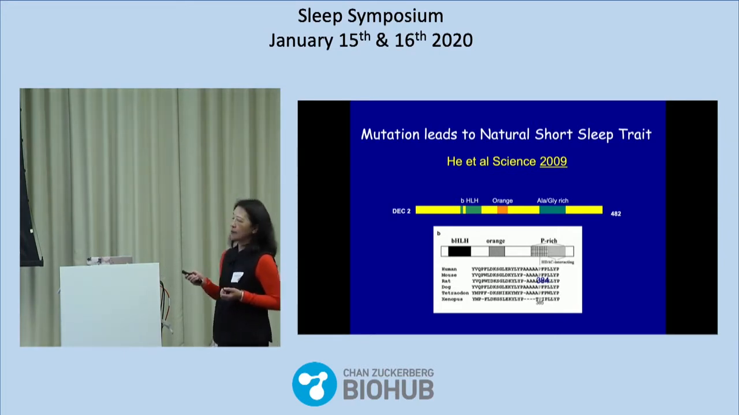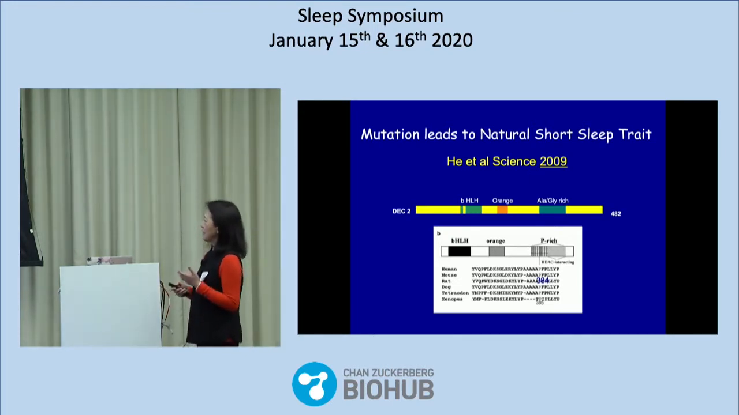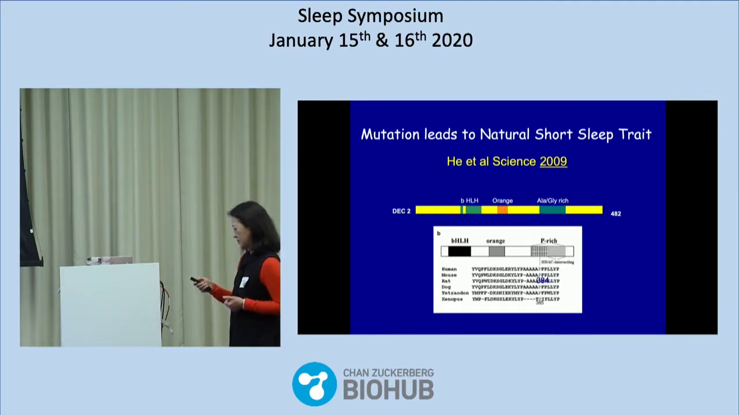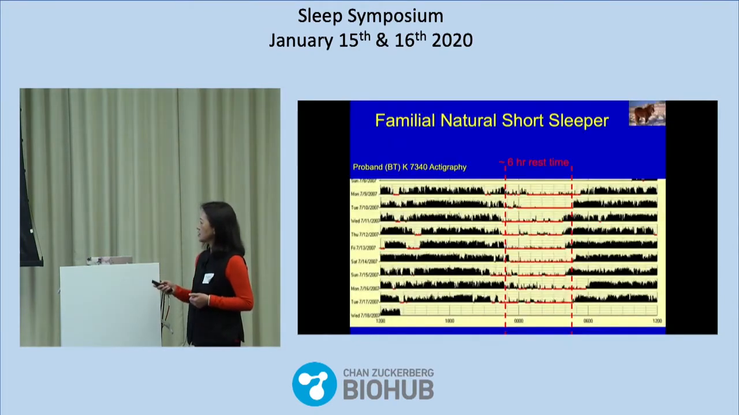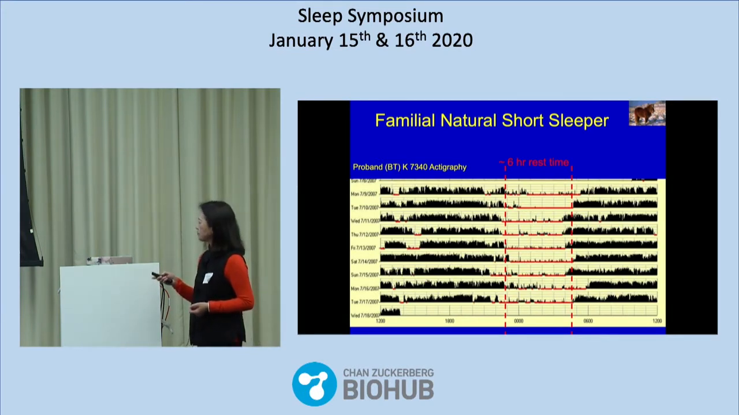Of course, at that time, we had no idea; this was only in this family, extremely rare, or maybe there was nobody else in the whole world like this. But we published the paper, and it was reported in a lot of newspapers, and a lot of people came to us and told us that they are natural short sleepers. After several years, we now have quite a collection. I just want to show you the activity recording for one of the first DEC2 family people. You can see that this person on average sleeps 6 hours a day.